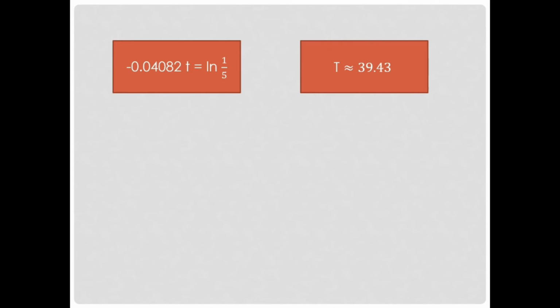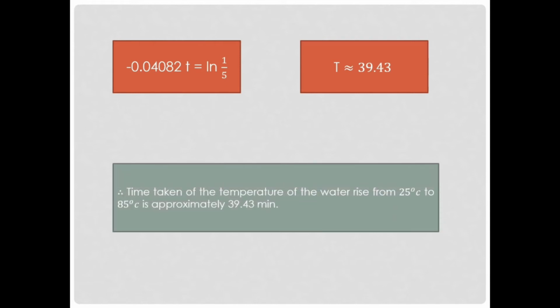The time taken for the metal bar to rise from 25 degrees Celsius to 85 degrees Celsius is approximately 39.4 minutes.